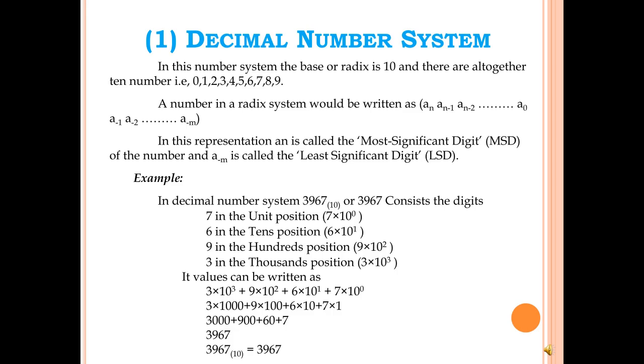Now, let's discuss a few more things about those four positional number systems. First, we have the decimal number system. In this number system, the base or radix is 10, and there are altogether 10 numbers, that is 0, 1, 2, 3, 4, 5, 6, 7, 8, 9. And a number in a radix system would be written as a of n, a of n minus 1, a of n minus 2, till a of 0, a of minus 1, a of minus 2, till a of minus m.